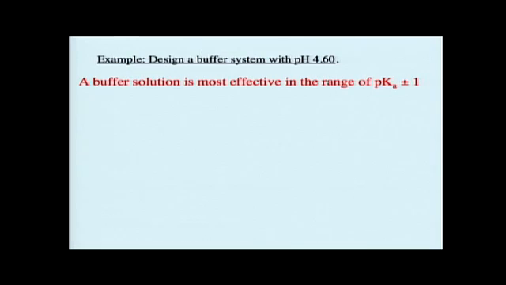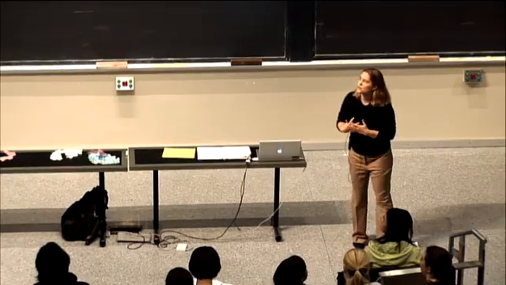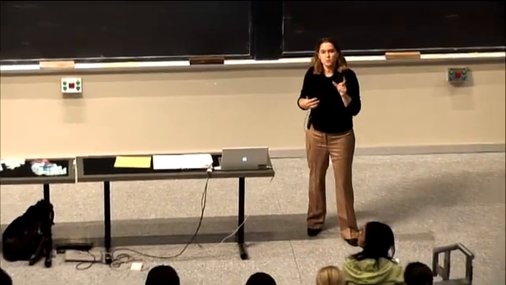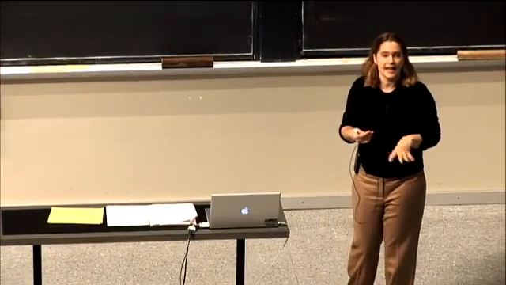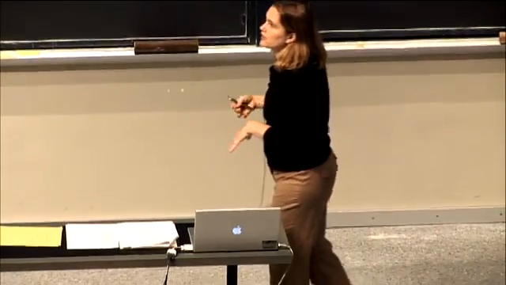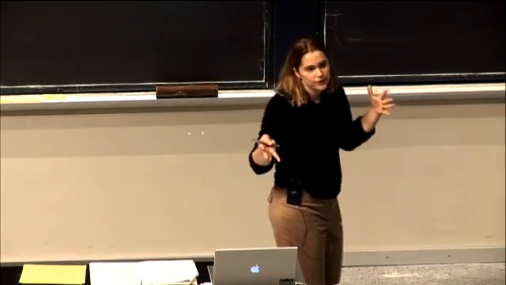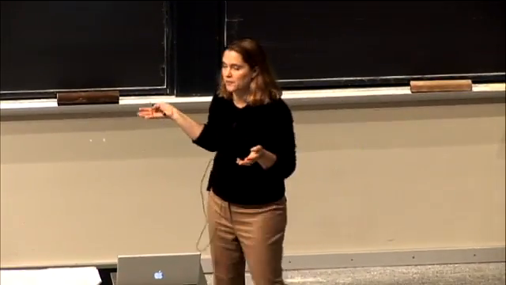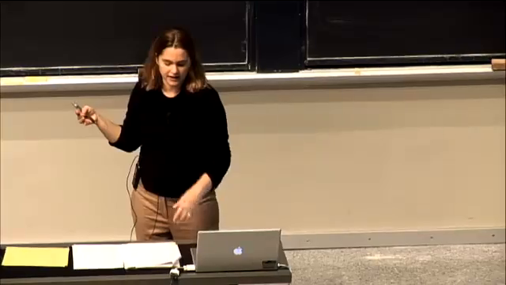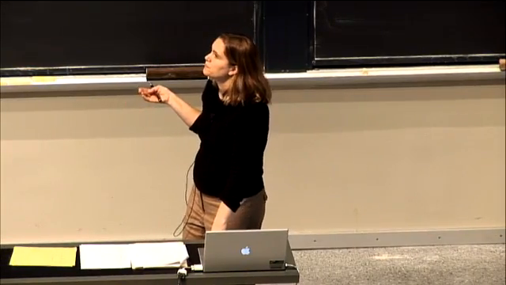All right, so let's use Henderson-Hasselbalch and design a buffer system if we want a pH of 4.6. And a good rule to remember is that a buffering solution is most effective when it's plus or minus 1 away from the pKa. So that's a good thing to keep in mind for research as well. If you're really far away from the pKa, it's not going to be a good buffering system. And this is a mistake that people make in the lab sometimes. So you may run into that in some of your laboratory courses.